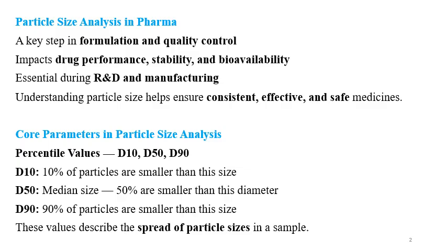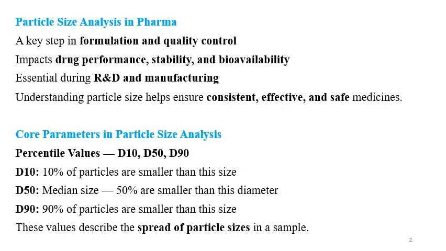Now we will see some basic terms. You might have come across the percentile values like D10, D50, D90 for the particle size. So D10 means 10% of the particles are smaller than this size. D50 is the median size. That means 50% of particles are smaller and 50% of particles are bigger than this particle size of D50. D90 means 90% of the particles are smaller than this size.